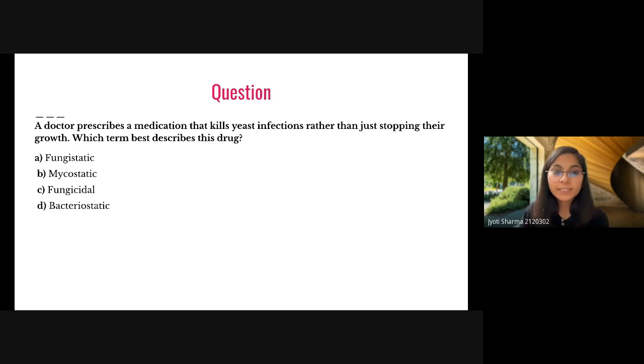We already have explained in the last question. If we are killing the fungi, so yeast is a fungi, right? So if we are killing the fungi, this will come under fungicidal, right? Fungistatic is stopping the growth, but we are not killing the fungi. Mycostatic is again the terminology for the fungi only, so this is very similar to fungistatic. And bacteriostatic is stopping the growth of the bacteria. But here we are talking about the yeast infection. So yeast is one of the fungi, so this will come under the C option.